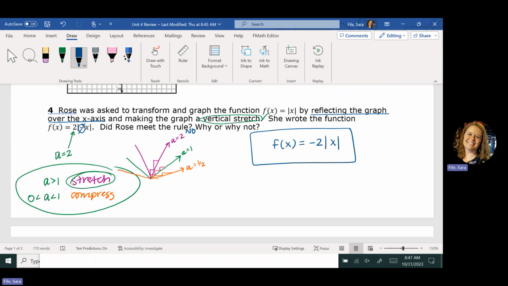Having the negative on the inside, remember I've talked about this, inside affects the x. So if you change your x value, your x axis goes left and right. So that is the reflection left to right that crosses the y axis. Anything on the outside affects the y. So if your y axis goes up and down, you're reflecting vertically, you're crossing the x axis. So that negative needed to be outside to reflect over the x axis.